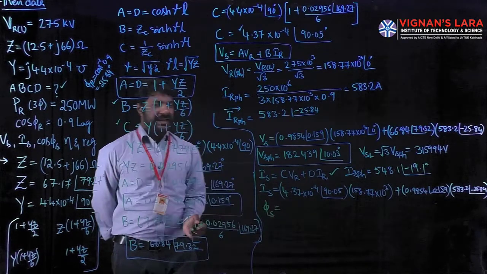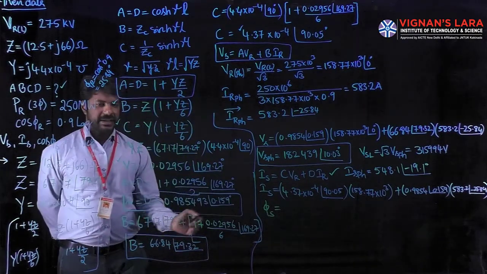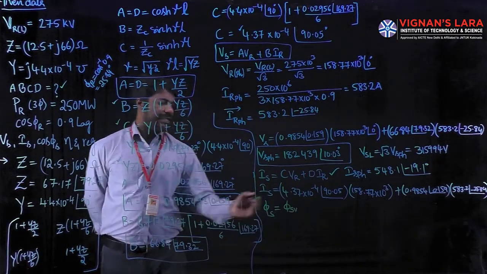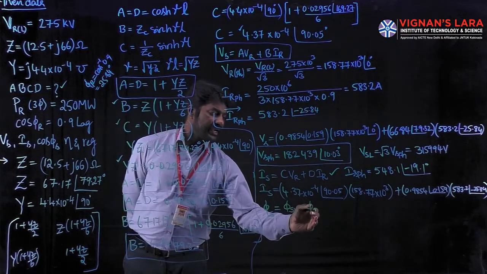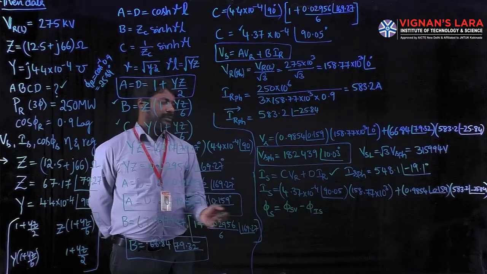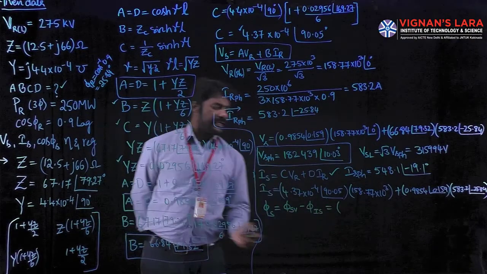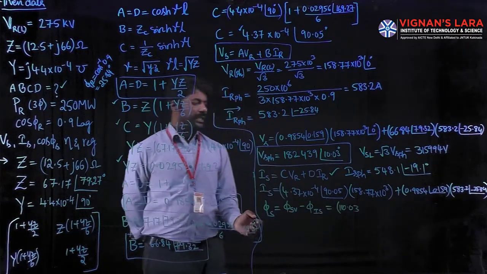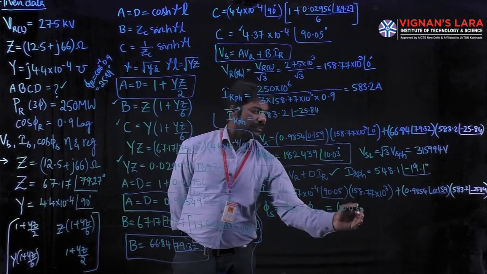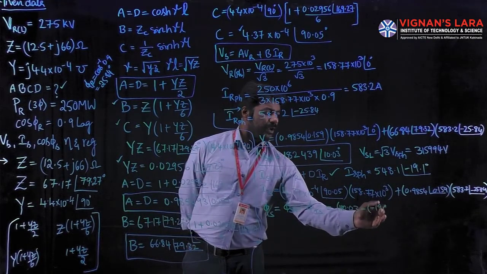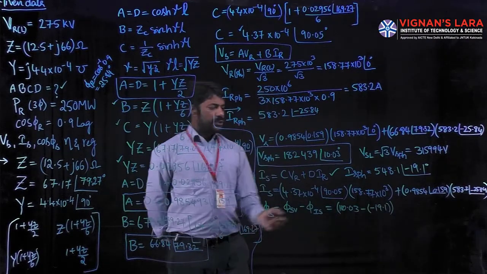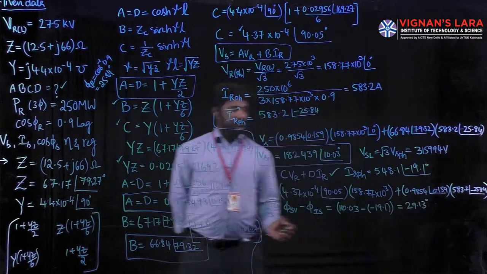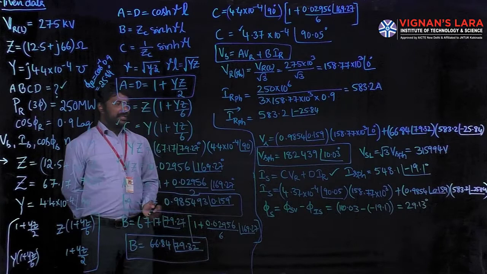The phase angle on the sending end side, phi s, is equal to the phase angle of the sending end voltage minus the phase angle of the sending end current. Subtracting those two, the values are 10.03 minus minus 19.1. If you sum up those two, what we get is 29.13 degrees. This is phi s, the phase angle on the sending end side.